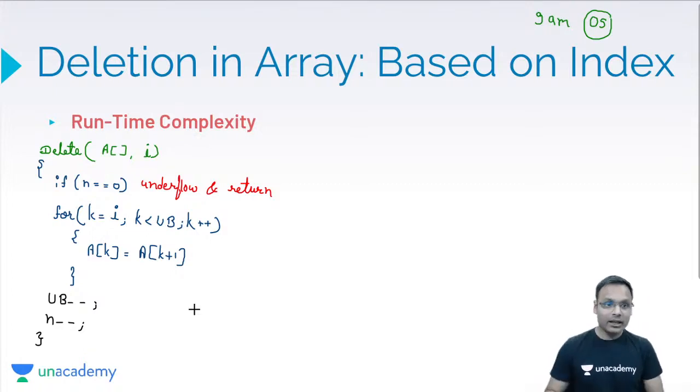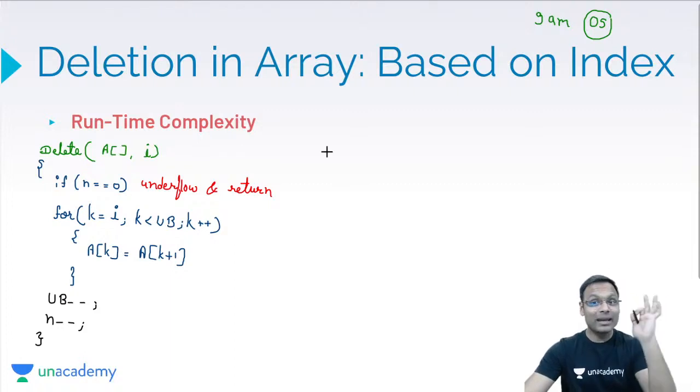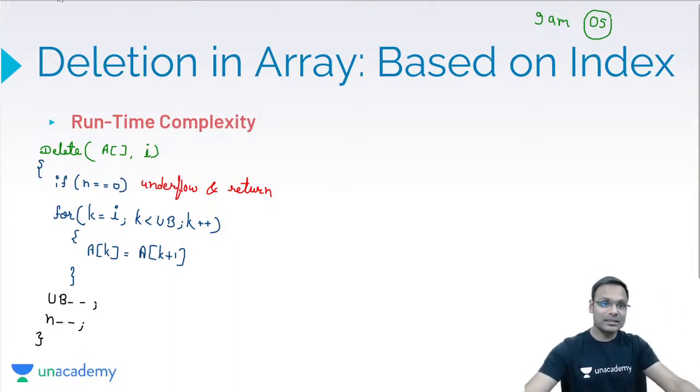Fine. Okay, got it. Now how many times does this particular loop run? This particular loop runs maximum n times. The loop runs maximum n times, and based on that the complexity will be equal to how much? Big O of n.